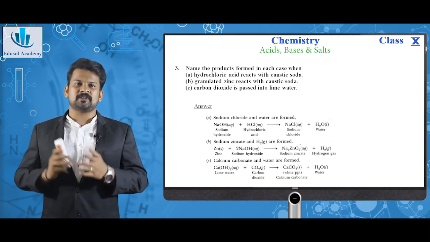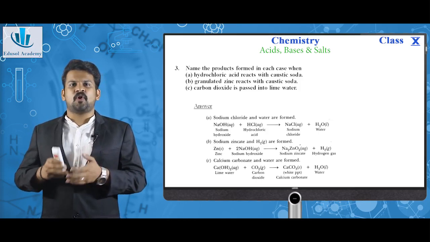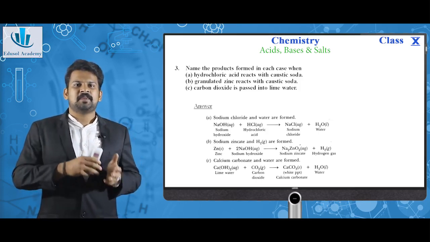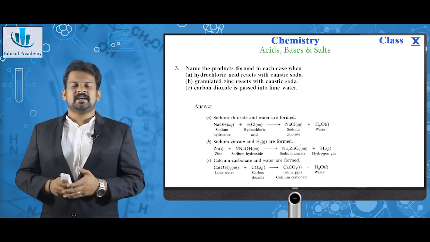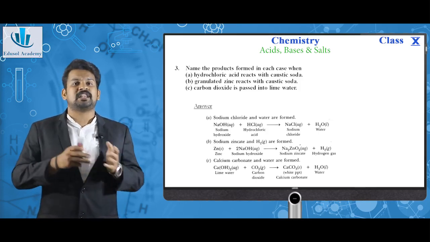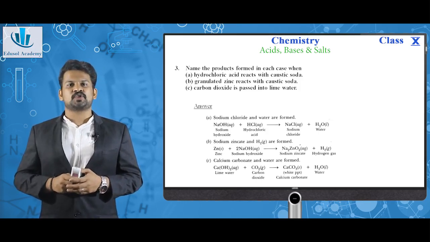Sodium chloride is the salt. Next one, granulated zinc reacts with caustic soda. Zinc plus NaOH giving Na2ZnO2 plus H2. This is the reaction of a metal with a base which gives salt and hydrogen gas. The salt is sodium zincate.